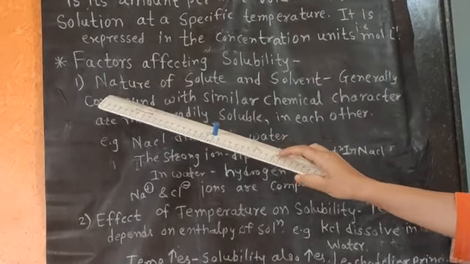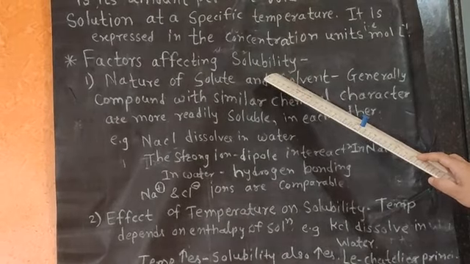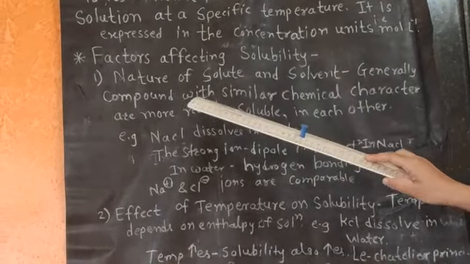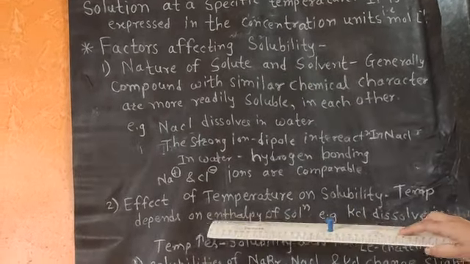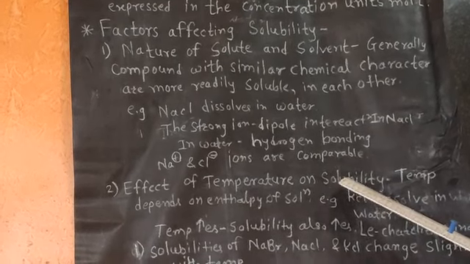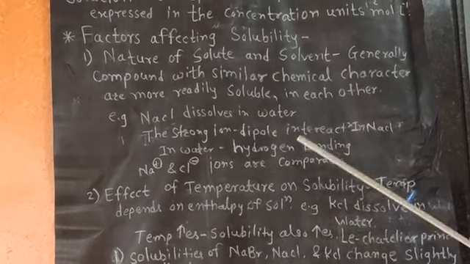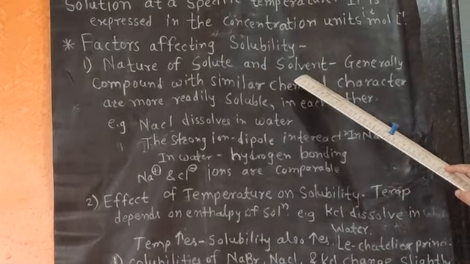Next point is the factors affecting solubility. There are three factors affecting solubility. First one is the nature of solute and solvent. Second is the effect of temperature on solubility, and third is the effect of pressure on solubility. We see them one by one. First is the nature of solute and solvent.